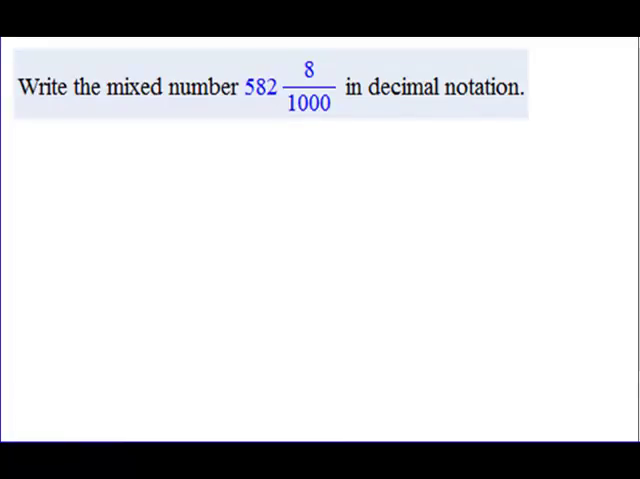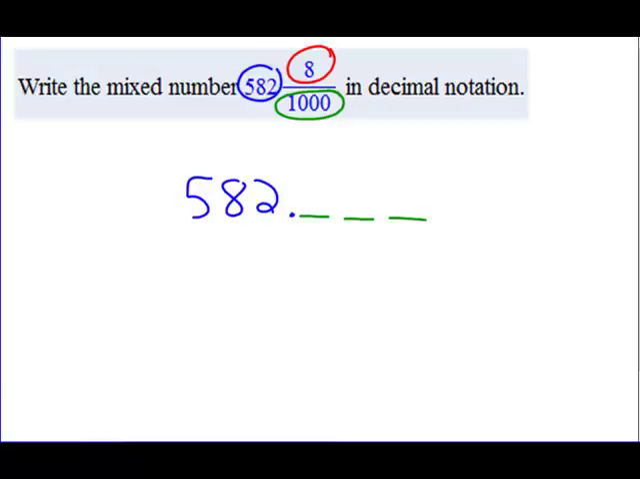Let's look at this one. 582 and 8 thousandths. Well, the 582 is the whole number part. That's what comes to the left of your decimal point. And then let's focus on the thousandths. Thousandths tells us we've got tenths, hundredths, thousandths, 3 decimal places, and there are 8 of them. When we fill in those decimal places, we fill it in from the right to the left. 8 thousandths.